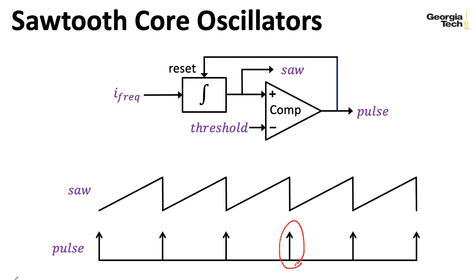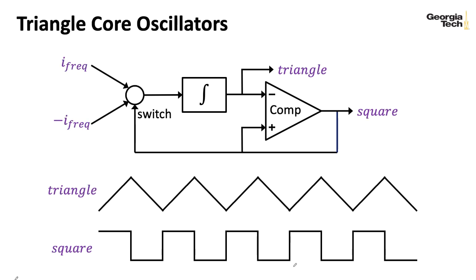But these pulses are too quick to actually get a meaningful audio waveform out of it, whereas the square wave from the triangle core is in fact useful. Okay, now fasten your seatbelts.